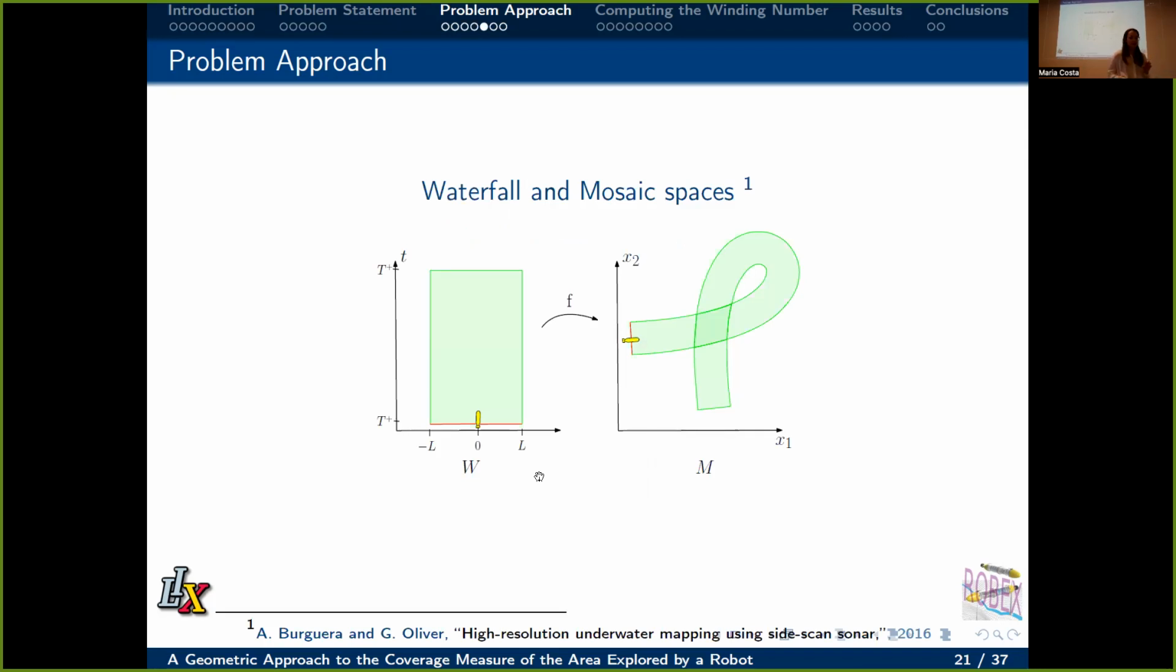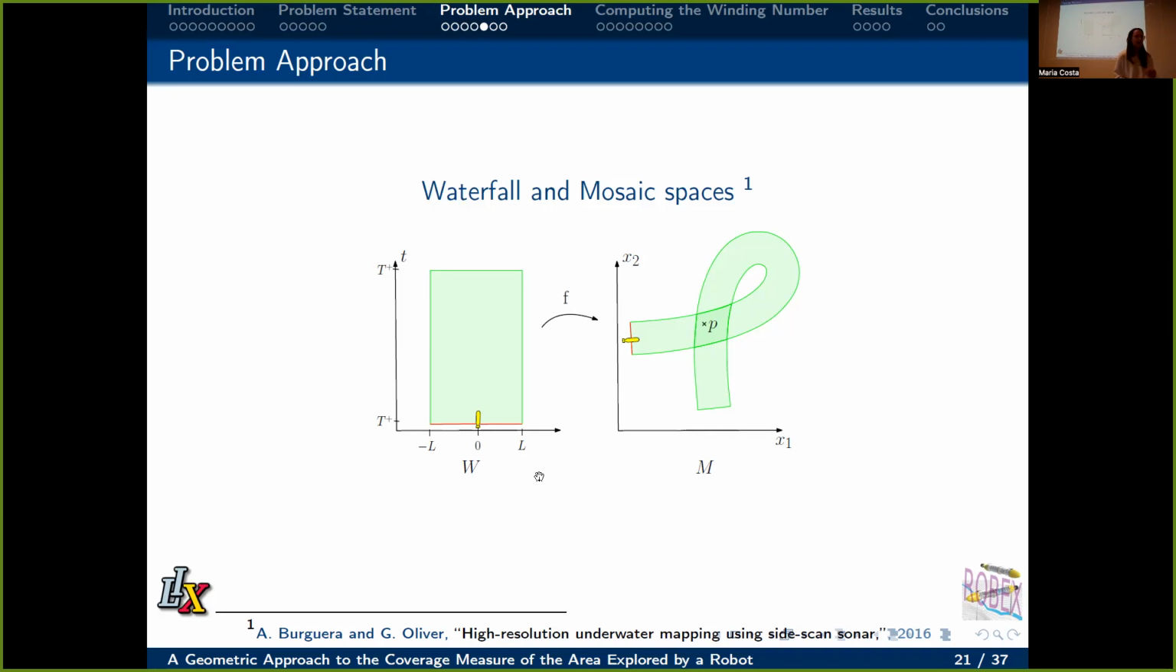Okay, so for this, I need to define 2 new terms that come from sonar imagery terminology. They are the waterfall and the mosaic spaces. So the waterfall space is basically the world in the robot's point of view. So here we have in the axis the lateral distance to the robot, and on the ordinates the time of exploration. So that is why it's called the waterfall space, because it looks like the waterfall image that we had previously. And then the mosaic space is the world as we know. So it's where the robot's trajectory, the sonar's contour, and the explored area are defined.